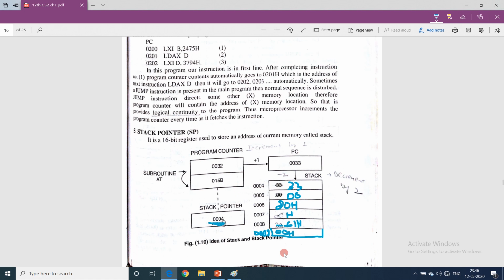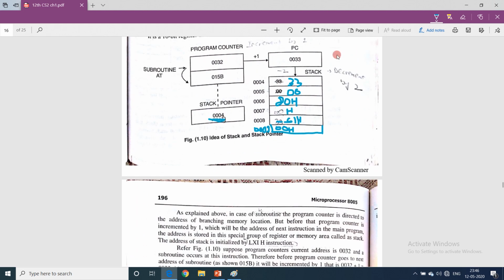Stack is a memory. There are two types of memory, stack and queue, which I have explained in my video on program counter and stack pointer. Stack is based on LIFO, last in first out, and queue is based on FIFO, first in first out. So stack is a memory and stack pointer is the 16-bit register. Don't get confused between the terms stack and stack pointer.